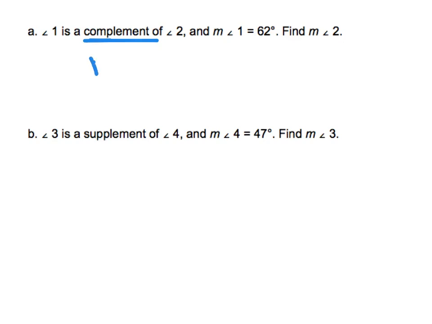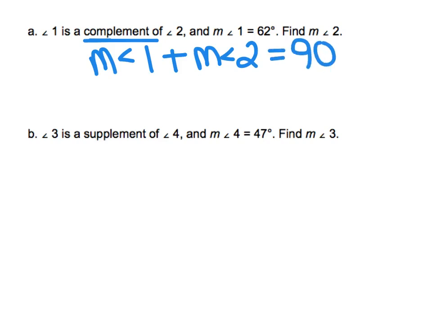I'm going to write an equation here, the measure of angle 1, I'm going to write it all out with all of our work, plus the measure of angle 2. Those two angles are complementary. They add to equal 90. Well, then I'm just going to substitute in what I know.